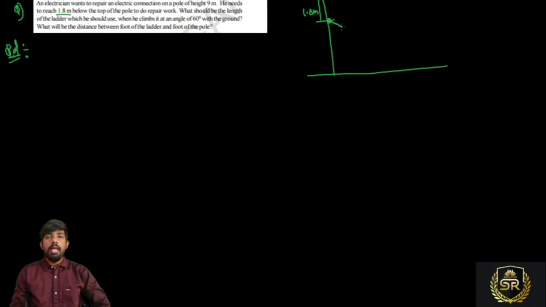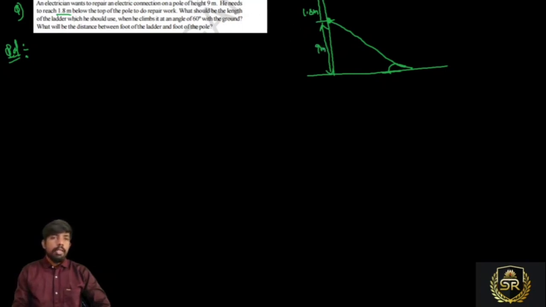He puts a ladder here in order to reach that point. In order to reach from the ground to the point, he puts a ladder. This ladder makes a certain angle with the ground. This height is given as 9 meters.